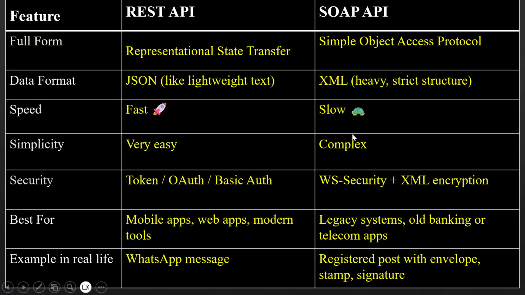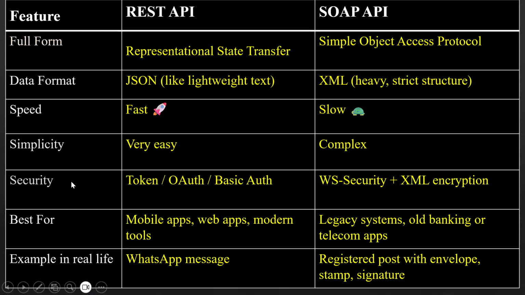But in the case of SOAP, you must follow the WSDL, which means Web Service Description Language. It is a contract file that defines what methods and data structures are allowed. It needs the SOAP envelope structure. That's why it's very complex.